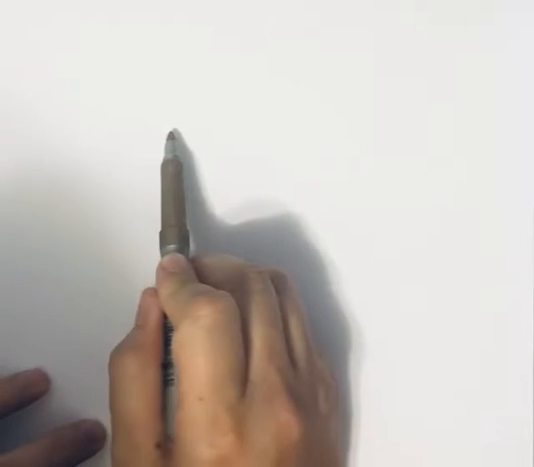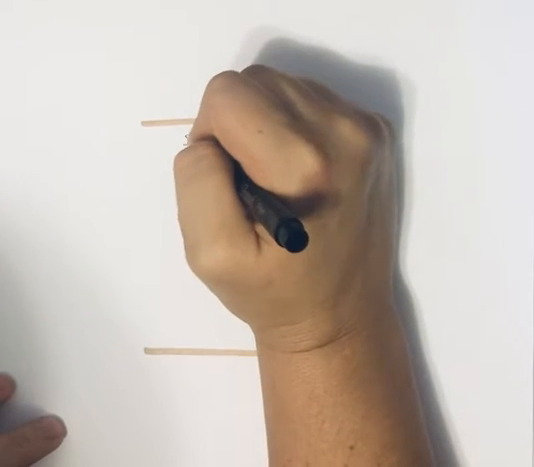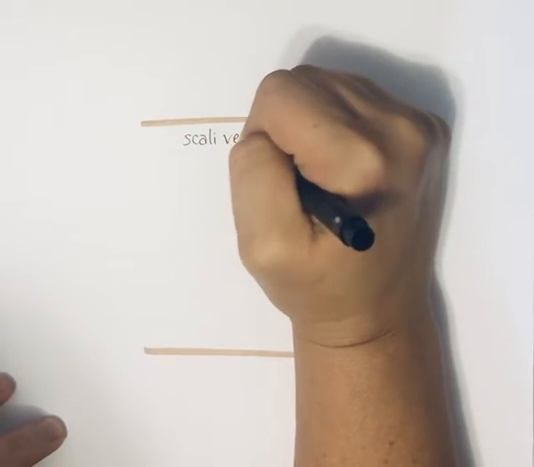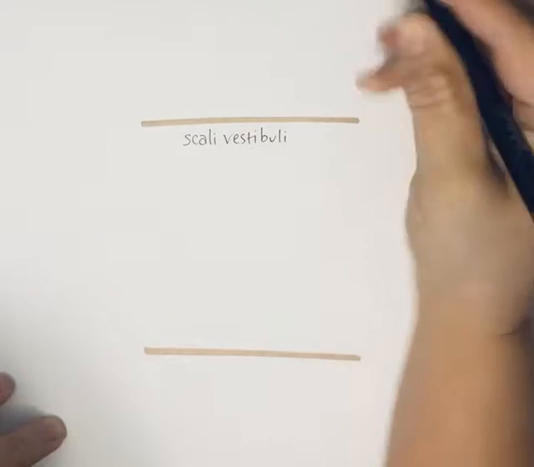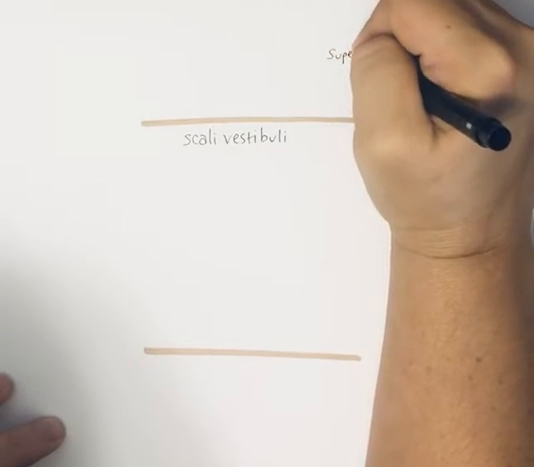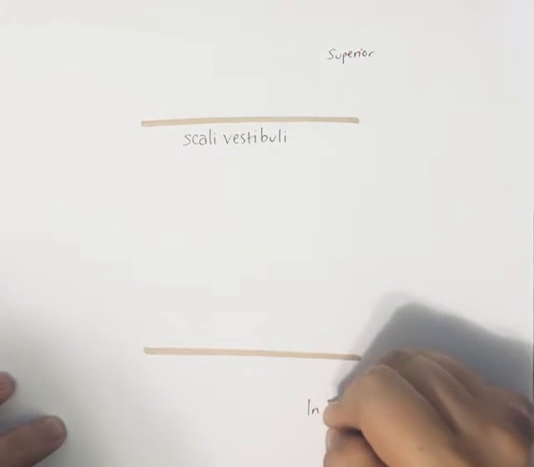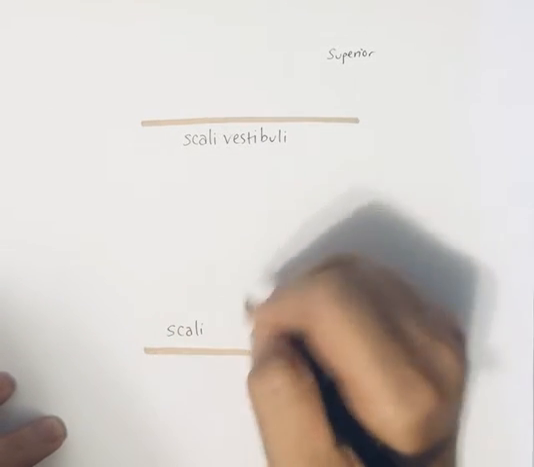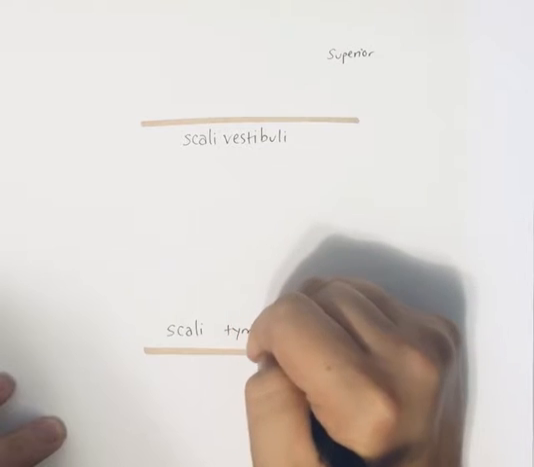So when we talk about the osseous labyrinth, we have bone and we have bone. We have the superior chamber. The superior chamber is always going to be called scala vestibuli. The inferior chamber is always going to be called scala tympani.